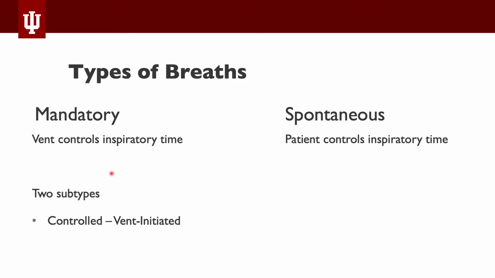There are two different subtypes of mandatory breaths: control breaths and assisted breaths. Control breaths are basically breaths that are initiated by the ventilator. So for instance, if you set a respiratory rate of 12 breaths per minute, then the ventilator is going to give at least one breath every 6 seconds, whether the patient is initiating a breath or not. An assisted breath is where the patient initiates it, the ventilator recognizes the patient initiating the breath, and the ventilator gives the patient a full mandatory breath. Every breath in spontaneous mode is initiated by the patient.